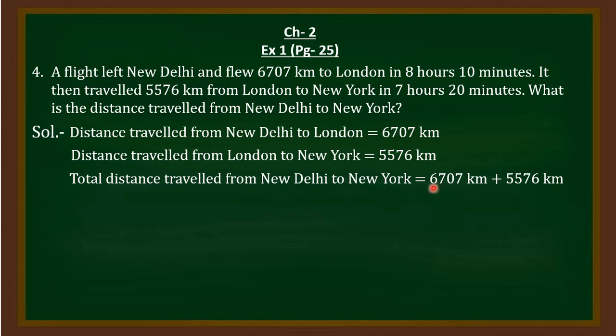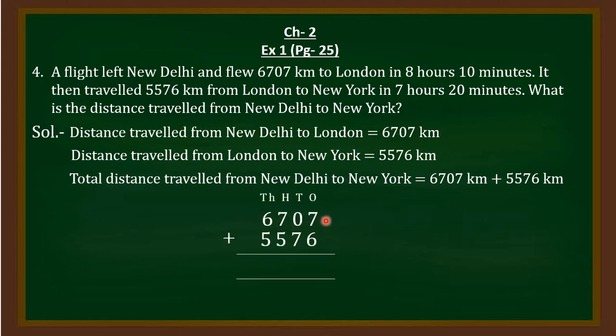That would be 6,707 kilometers plus 5,576 kilometers. That means when we add both the distances travelled by the plane, we will get the total distance of the journey of the plane, right? So let's now write these numbers in column form and do the addition.